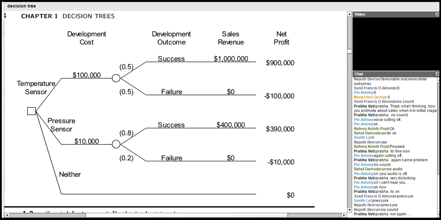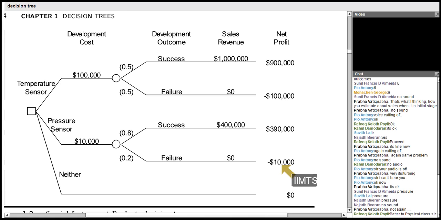Now, if you look at the initial decision, there are three of them. There are three options. There are three alternatives.